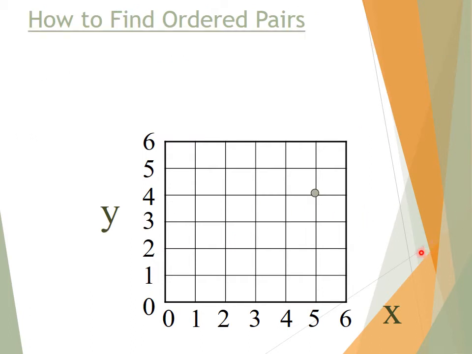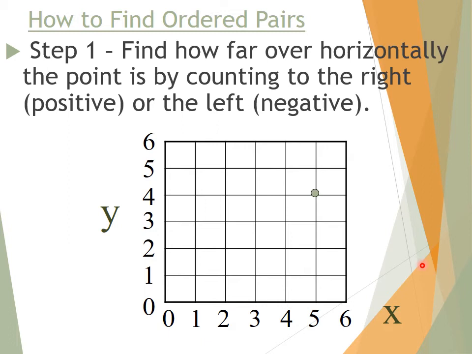Now let us learn how to find out the ordered pair if the point is given. In the last example, we have seen that when the ordered pair is given, we found out the position on the grid. Right now, the position is given, but we have to find out the ordered pair or the coordinate. We'll try in the same manner. Step 1 will be to find out how far over horizontally the point is by counting to the right for positive or left for negative.